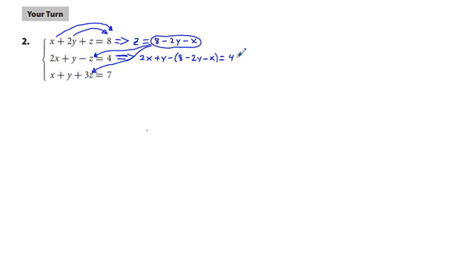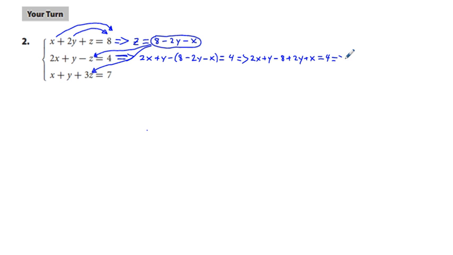Continuing to work to the right, eliminating the parentheses here, we're going to have 2x, plus y, and then negative 8, or minus 8, and then minus 2y, that's going to end up being plus 2y, and then minus x, so that's going to be plus x, and that's going to be equal to 4.